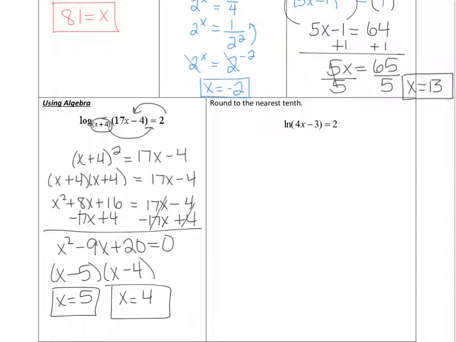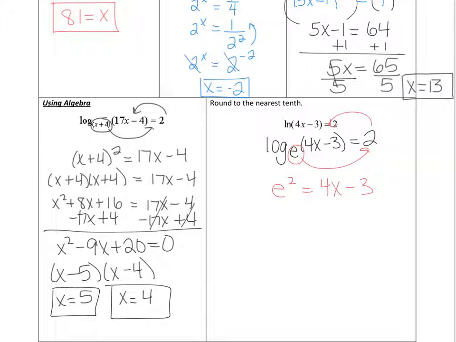Okay, using algebra for the second problem, I have an ln. Remember that ln is the same thing as saying log base e of 4x minus 3 is equal to 2. So now I could do the loop-de-loop. e to the second power equals this. So e squared equals 4x minus 3. Now would be a good time to get your calculator out if you don't already have it. Pause the video if you need to grab it.